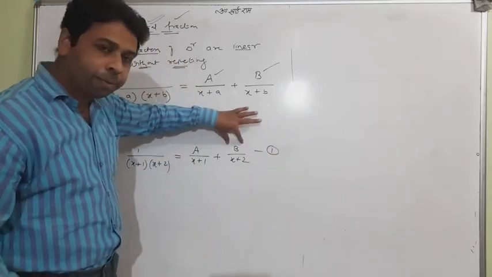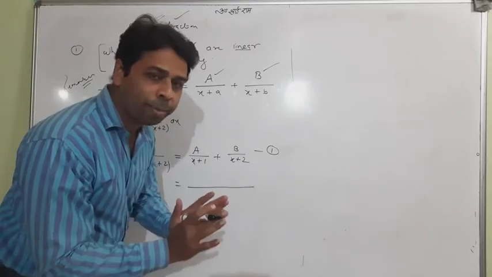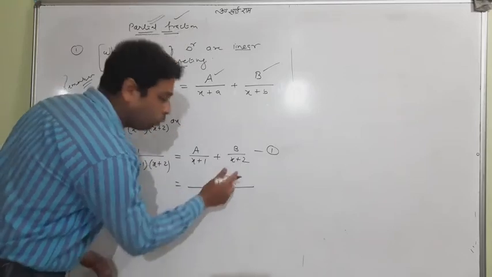I need a and b. So what to do? I take LCM. And this is a so-called method. Now you have to use the same method in all the questions. Whenever you write like that, you have to take the LCM.